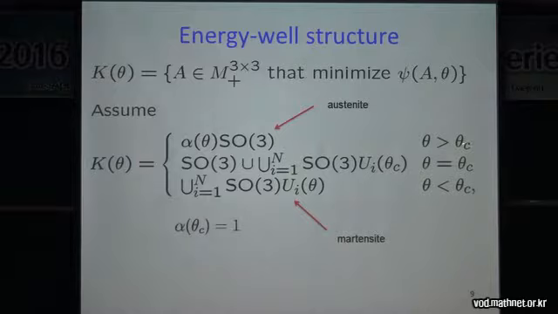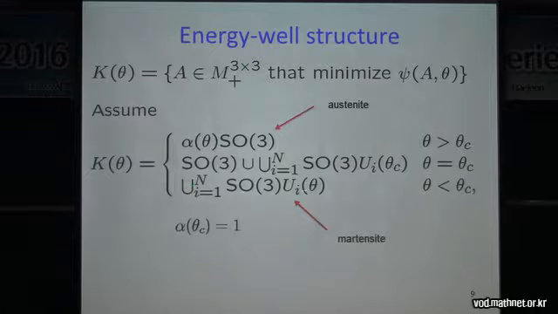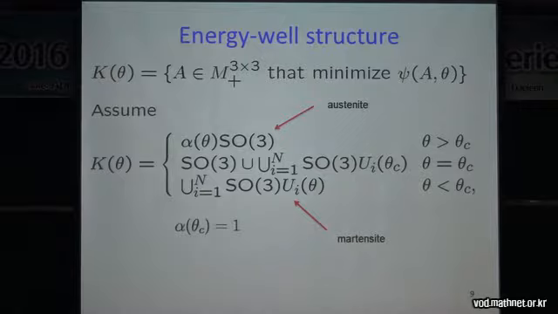And for θ less than θ critical, we want the martensite energy wells to give less energy. So we want them to be in K of θ. So again, the U_i depend on θ. Okay, so that's what we're going to assume about the set K of θ. So we see it's got quite a complicated zero set, this function.